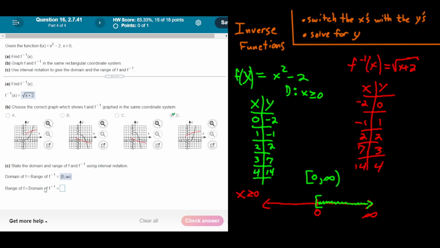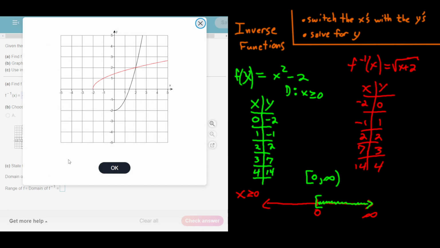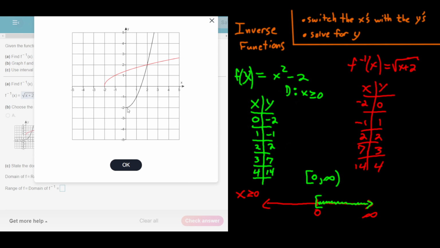Okay, what is the range of your inverse in the domain of your original? I'm sorry, what is the range of your original and the domain of your inverse? So let's take a look at the graph that we got. They're asking us, what is the range of your original? So let's focus on the black line. The range of your original, where does your y start off down here? The y starts off at negative 2, and it seems like it goes all the way up to infinity.